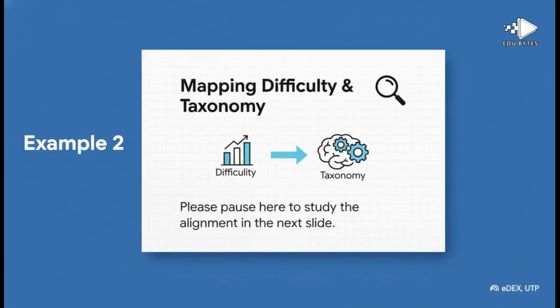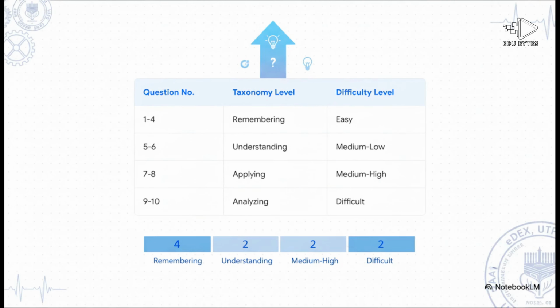And now for our second example, which ties everything we've talked about together. This one maps both the difficulty ratio and the taxonomy right onto the question numbers. Again, I really recommend you pause here to trace how it all connects. And here it is, all laid out.